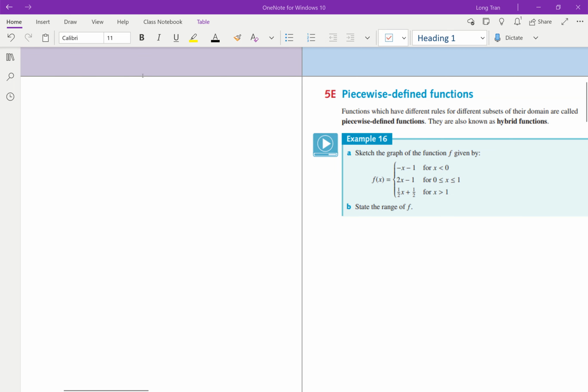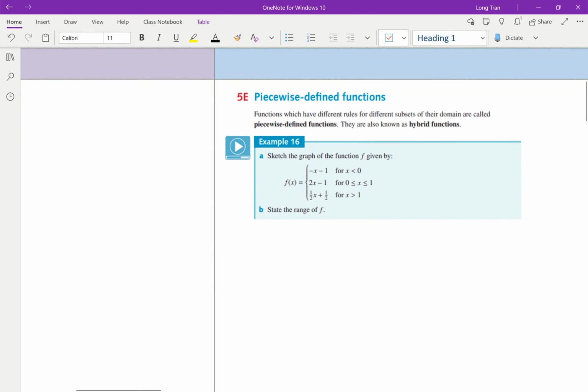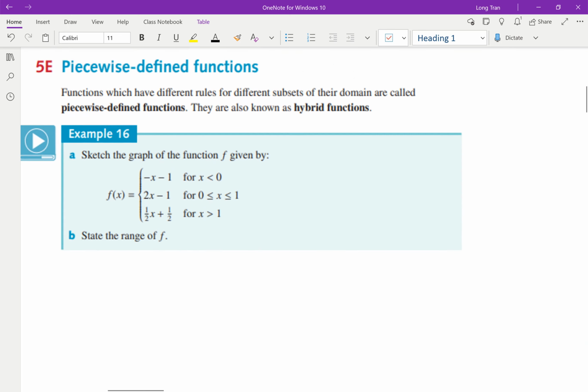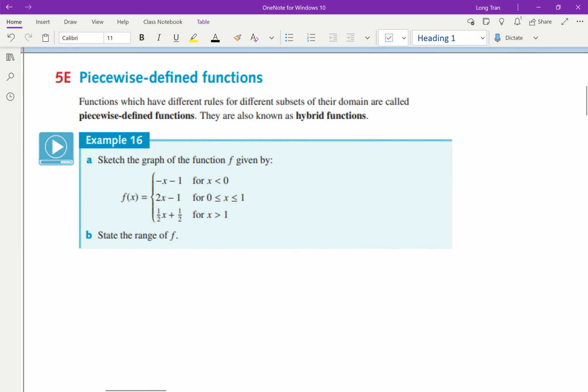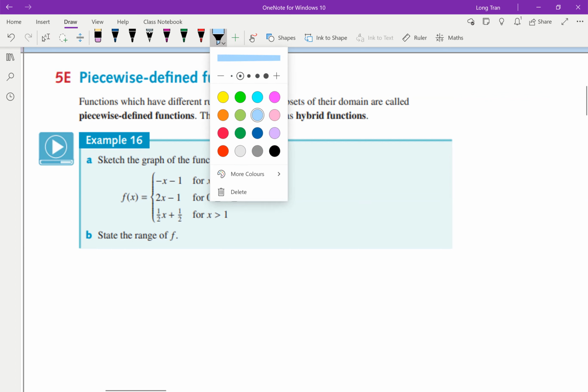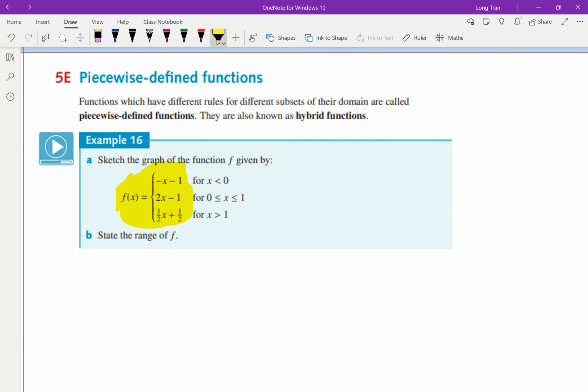Hey there, year 11. So in exercise 5E, the technique is called Piecewise Defined Function. It's actually really easy to do this question, but a lot of students get intimidated by the notation. So look at that. That looks scary, doesn't it?